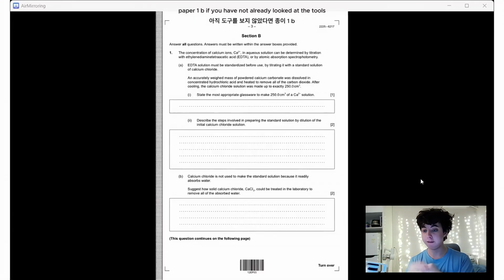Paper 1B, if you have not already looked at the tools section of the subject guide, you need to. That is where everything you need to know is, okay? It's very helpful. The Oxford book has a big yellow section in the middle of the book that goes into the tools section. Also very helpful. 10 out of 10 would recommend.